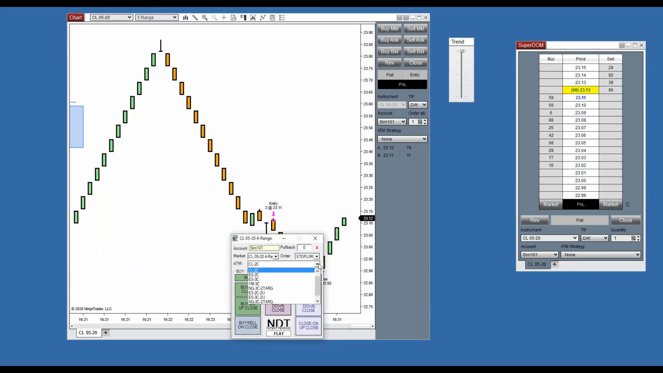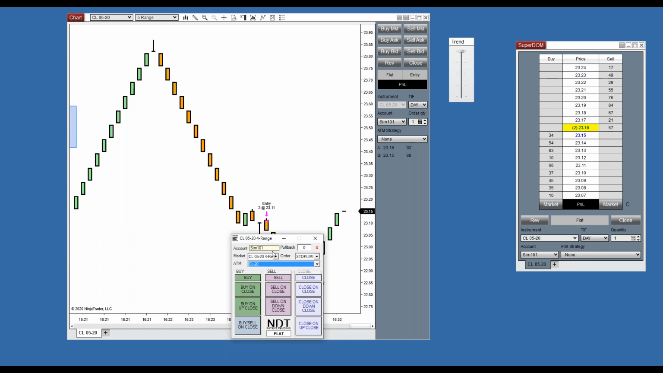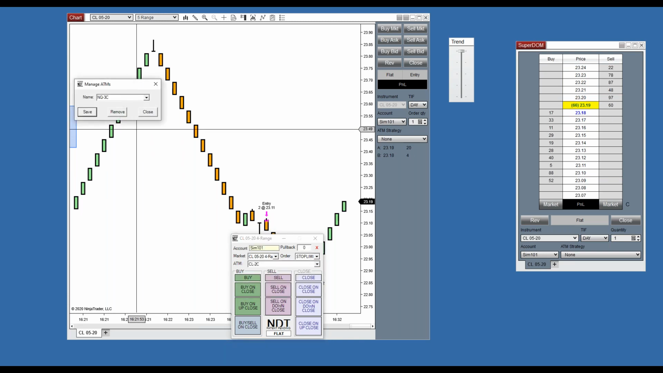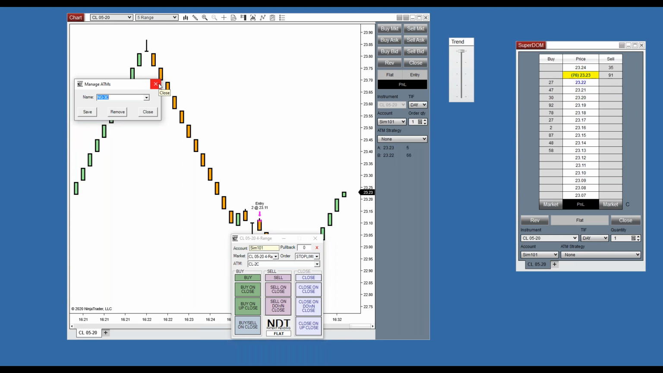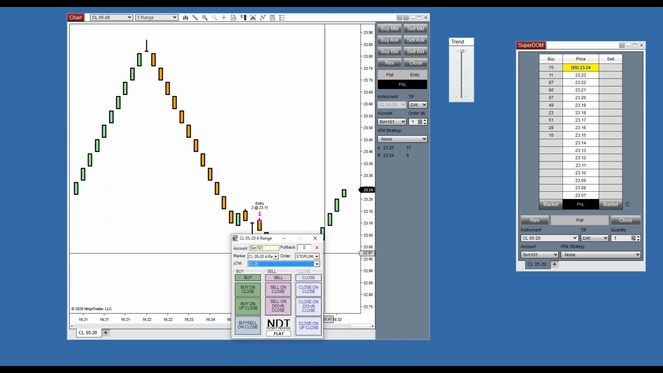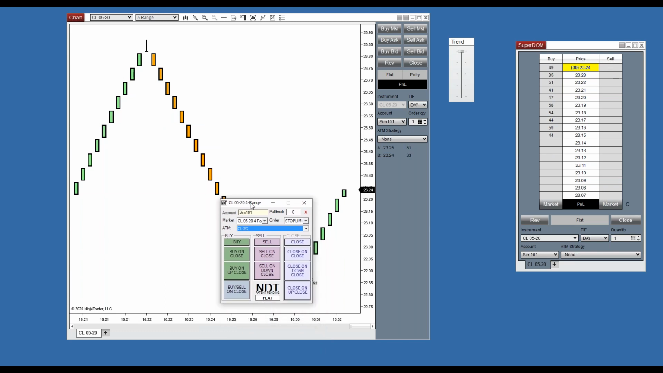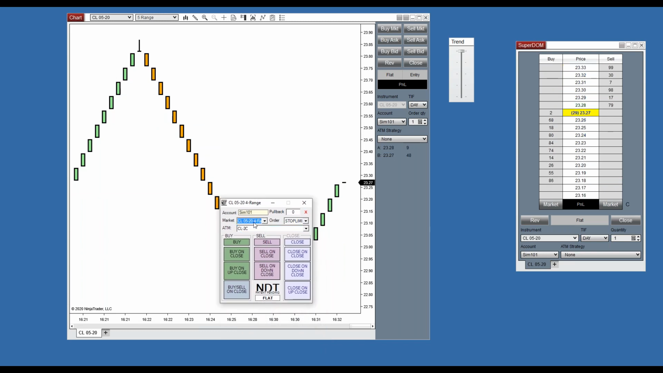Now you can have as many ATMs as you like programmed into this. Sergio knows how to program them, but here's your manage ATMs up here. You can delete or add, and he knows how to reconfigure any ATM that you like. It's really easy. And if you come aboard and you want to use this tool to trade, he'll configure a whole bunch of ATMs for you if you want him to. And again, you can trade any instrument. I'm sorry, you can trade futures, stocks, or Forex.